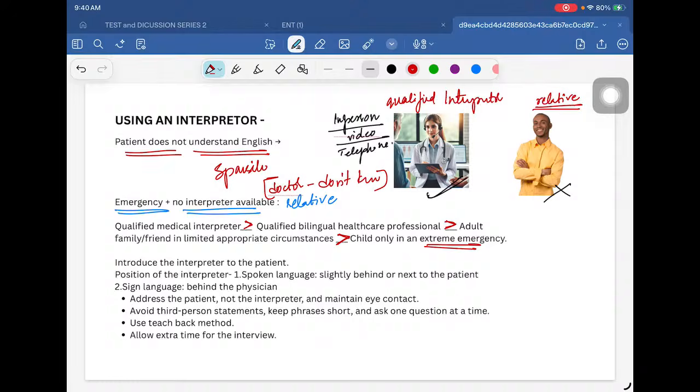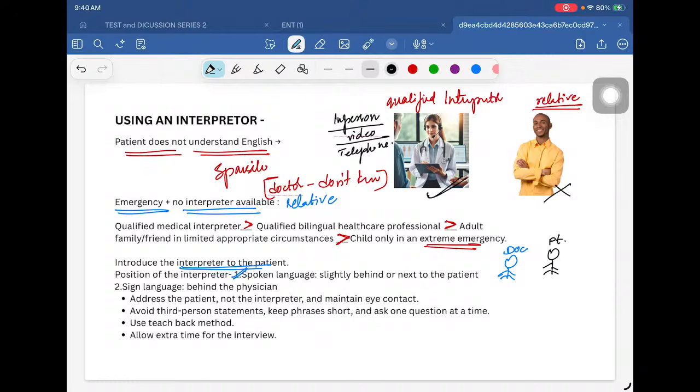Now once you've figured out who will be the interpreter, what are you going to do? You're going to introduce the interpreter to the patient, and you're going to introduce yourself. And what would be the position of the patient? This question has also been asked in USMLE. So how will the position be if it is a spoken language, like the patient knows Spanish and you know English? The doctor will be here, and this is the patient in front of the doctor.